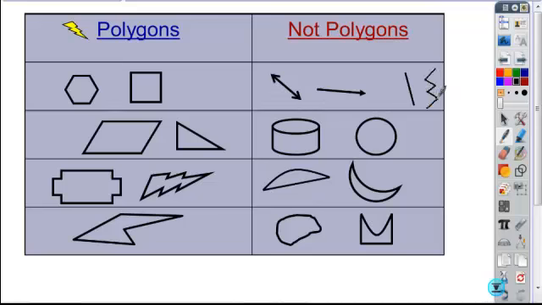Okay, so that element, that illustration, is also not considered a polygon. Okay, and then that element, again, not considered a polygon. Okay, so let me talk about some of the defining characteristics of polygons.